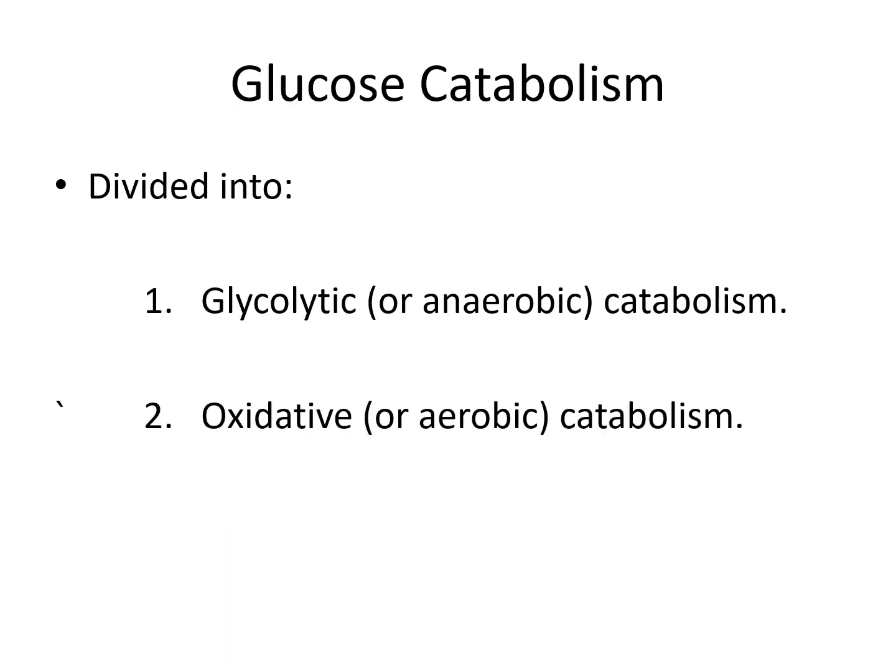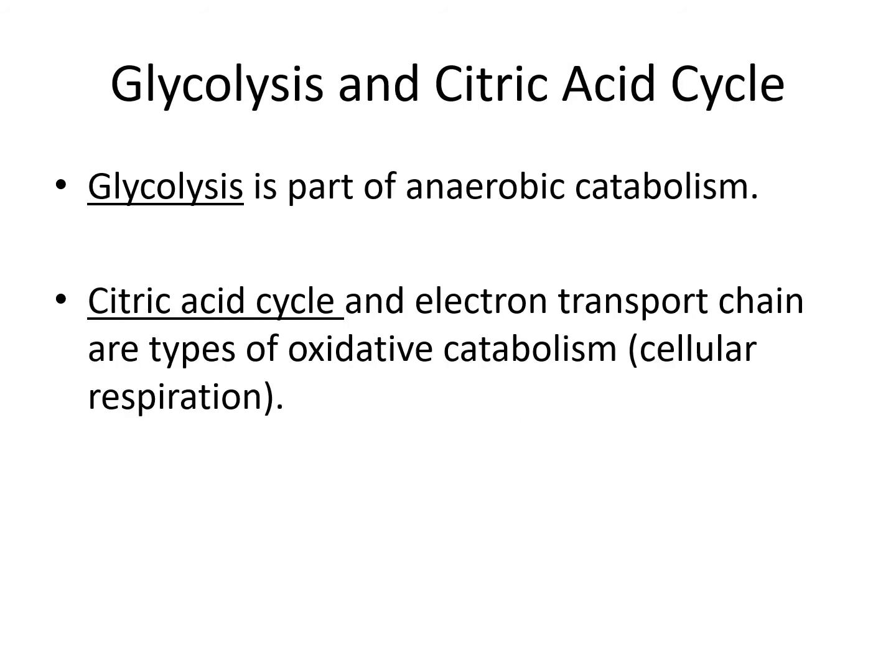Okay, let's start from the beginning. Glucose catabolism is divided into two parts. One is the glycolytic catabolism, or anaerobic, because it doesn't require oxygen. The other is oxidative, which requires oxygen, or aerobic catabolism. Okay, so the first set of reactions are anaerobic. The second set of reactions are aerobic.